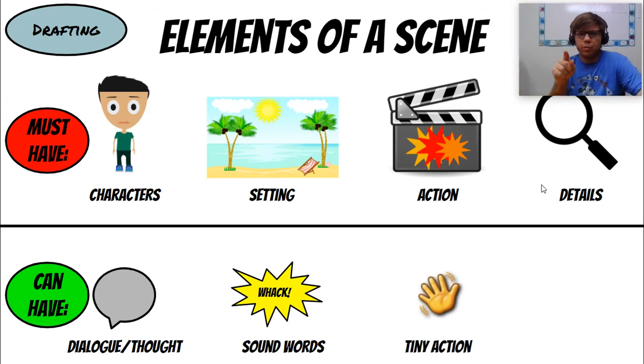Tiny action. So remember above it, I said you must have action. Joe has to be doing something. Tiny action is when you're really slowing down to build suspense. These are the small things characters are doing, not Joe running into the kitchen. That's a big action. Joe ran into the kitchen. What's something that would go along with what we're saying?